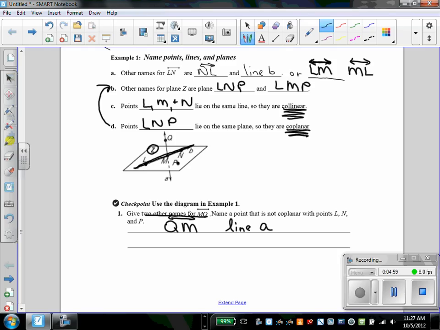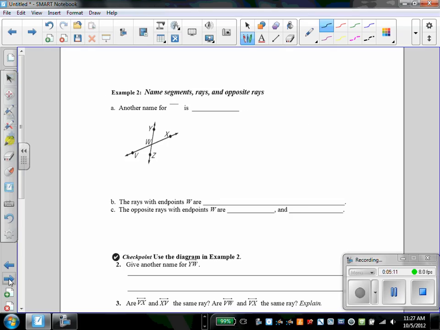Over here it says name a point that is not coplanar with L, N, and P. You can definitely say point Q. Notice again, Q is capitalized. Let's move on to the next side of the note guide.